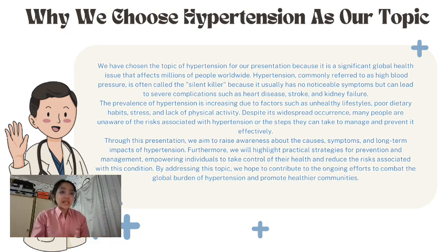Today I'm going to explain hypertension, which is our topic in this presentation. As you can see in our slide, we have chosen this topic because it is a significant global health issue that affects millions of people. Hypertension is often called the silent killer because it usually has no visible symptoms but can lead to severe complications such as heart disease and kidney failure.